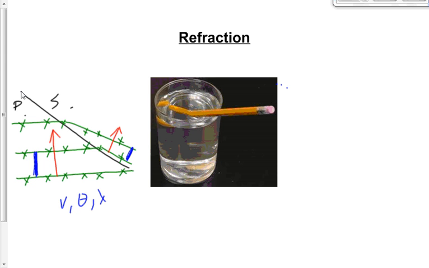Why does it bend? Why does it appear to bend? Why does the pencil appear to bend here? Well, part of this pencil is inside the water, part of it's outside the water.